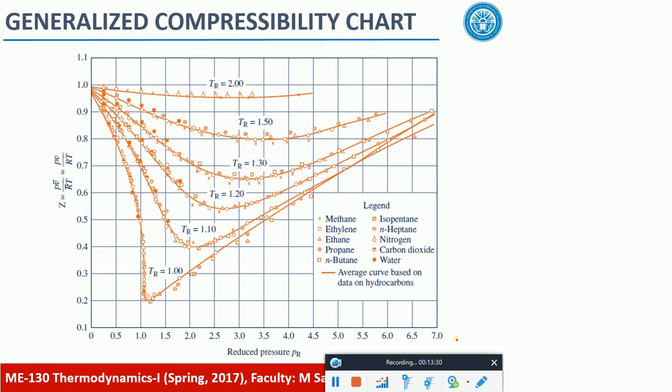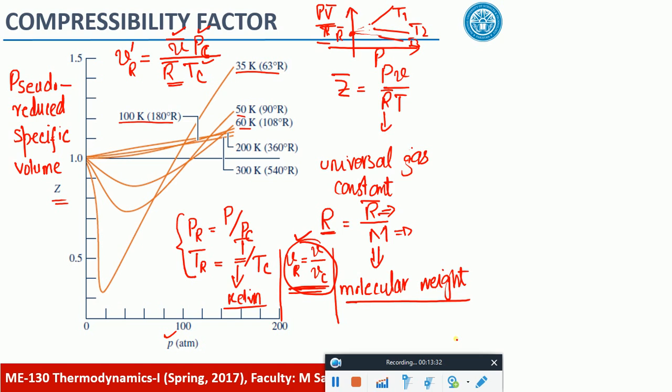You are talking about V bar. Just look at this thing: specific volume per unit molar mass. That is what it is. Please remember that there is something different in the case of specific volume. That is not the reduced specific volume. That is the pseudo reduced specific volume.